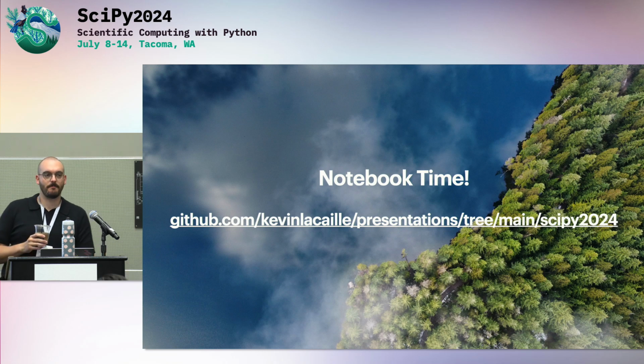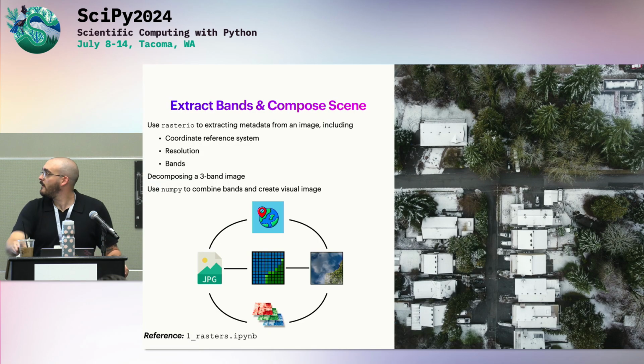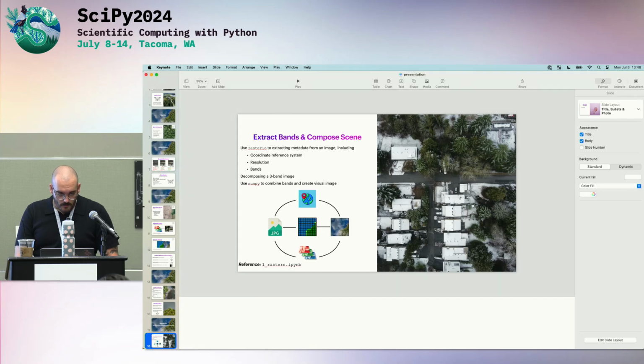Can I get rid of this page? Awesome. Cool. So, picture of my neighborhood again. The first thing that we're going to do is open up the first notebook. It's going to basically go through how we use rasterio to extract data and compose a scene. So I'm going to get out of here. Where is my mouse? You guys are probably going to be way faster than me with this.